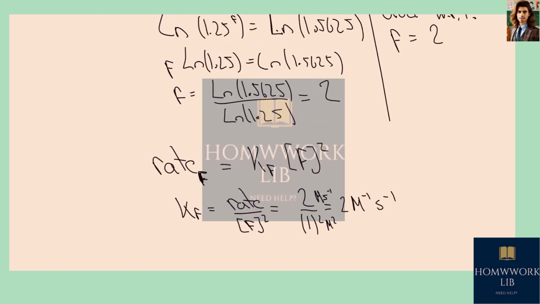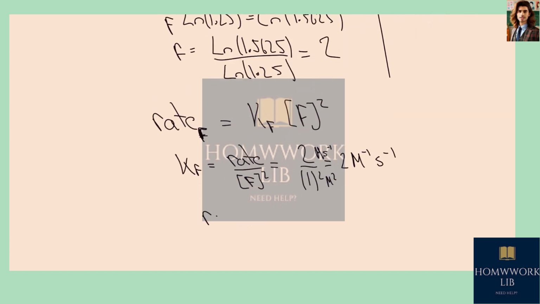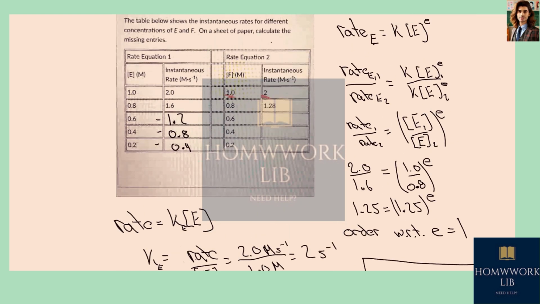So now, what we need to do is to get the instantaneous rate. For any of the entries, we're going to get 2 molar to the minus 1, second to the minus 1, multiplied by the concentration of F in that experiment squared. So, plugging in those values, we get, over here it would be 0.72, 0.32, and finally 0.08. So that would be all.